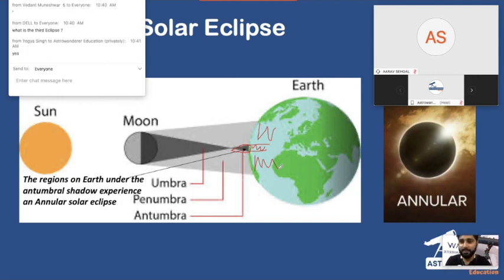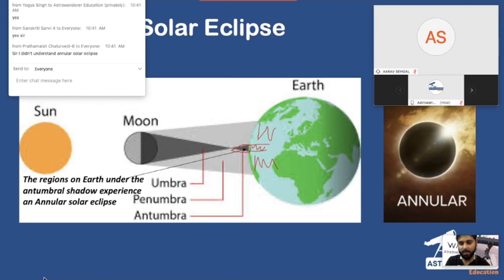Okay. What is the third eclipse? The third eclipse is annular solar eclipse. The first one we studied was partial, the second one was total, and the third one was annular solar eclipse. Very good. So I believe every one of you understood what eclipses are and what the different types of eclipse are. Okay, Prathamesh did not understand annular solar eclipse. Prathamesh, I will cater to your query at the end specifically. What specifically did you not understand about annular solar eclipse?